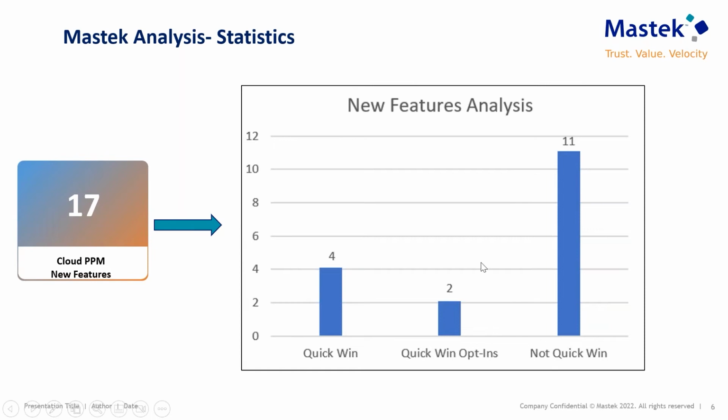The next two are quick win opt-in features. For this, we have to do nothing. Once the instance is available after the upgrade, we have to just opt in this feature to use through the offerings, and the rest are not quick win features. They are not available as it is. When the instance is available after the upgrade, we need to do some configuration to use or achieve these features.